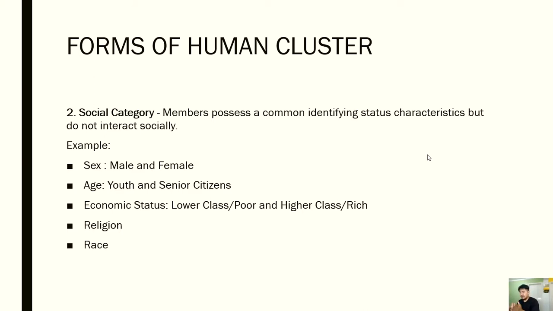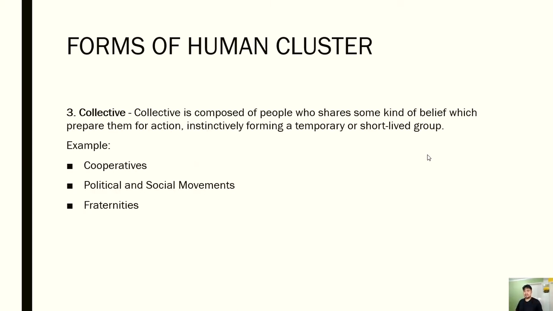So we group them as male and females, according to age, youth and senior citizens, according to economic status, lower class, upper class, middle class, di ba? In terms of religion, Roman Catholics, Jehovah's Witnesses, Muslims, born agains, di ba? Race, Americans or Caucasians, di ba? Africans, di ba? Your Arabians, your Filipinos, your Malays, your Japanese, your Orients, di ba? So, social category. Okay. So, yun din isang way to identify groups. May identity, pero walang interaction.